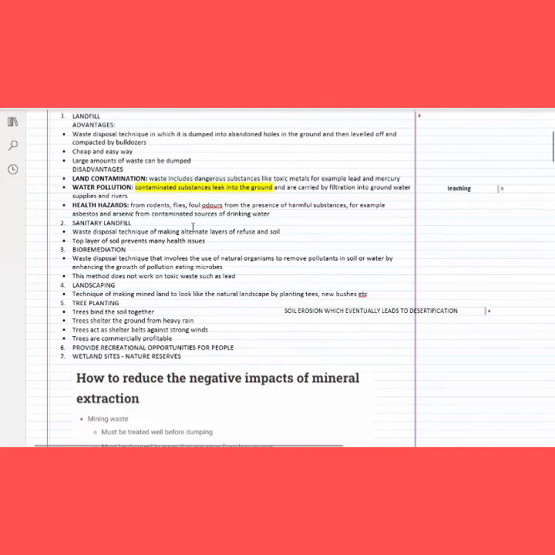So you're going to have flies and foul odors from the presence of harmful substances. Right, and then you move on to the idea of sanitary landfills. To overcome these problems, what we can do is waste disposal. We can practice a waste disposal technique which we call sanitary landfill. So how does sanitary landfill help us to overcome all these disadvantages?